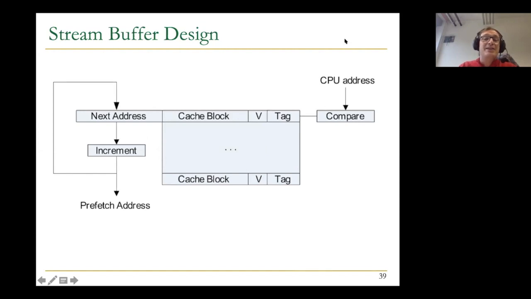Basically, the CPU address coming from the data cache gets compared to the tag at the head of the stream buffer. And if it's a match, you get the data from the cache block and the cache block goes into the cache. Of course, it needs to be valid as well. That's what a match is, right? And then you move the top to the head of the stream buffer. So you need to actually have some management logic to keep track of what is the head of the stream buffer, what is the tail, etc.